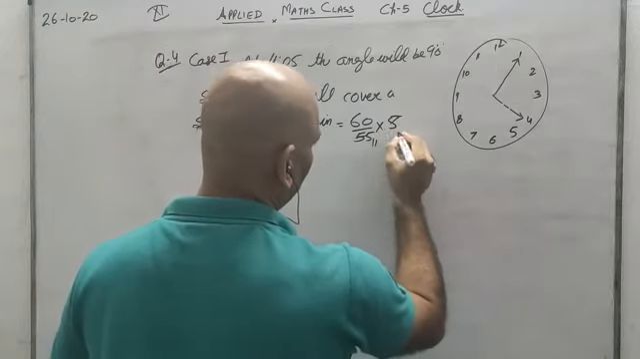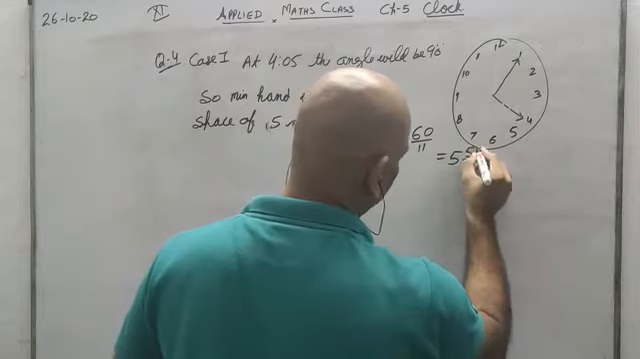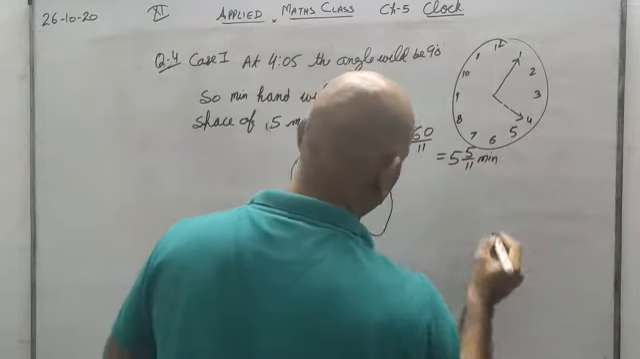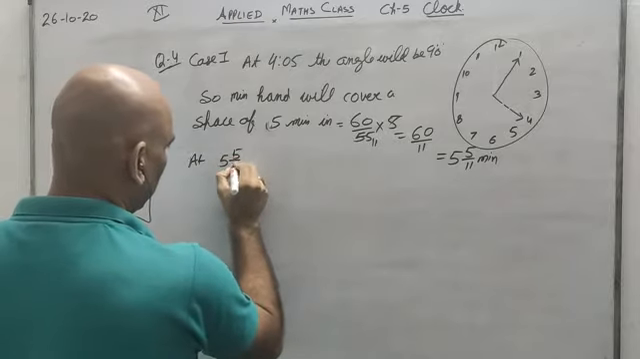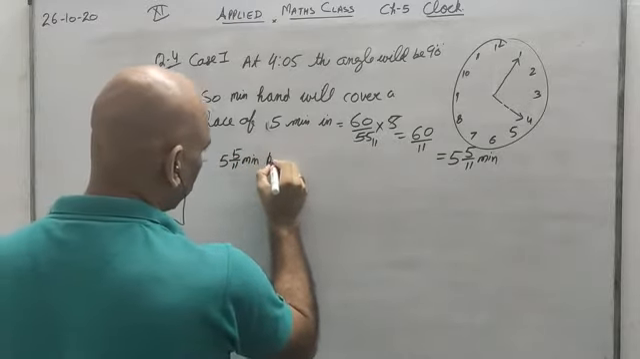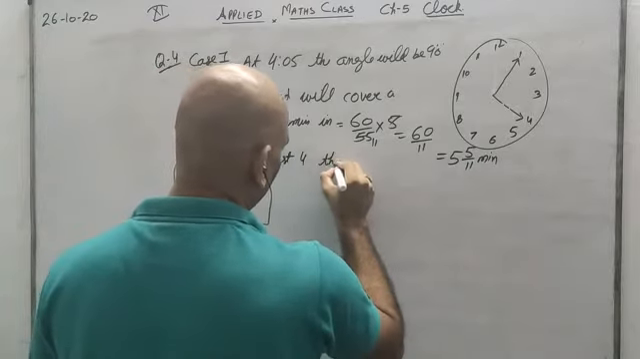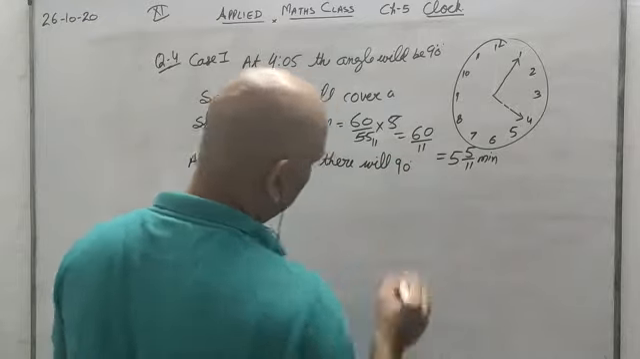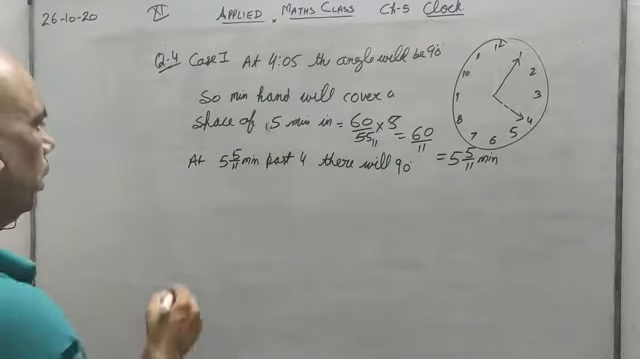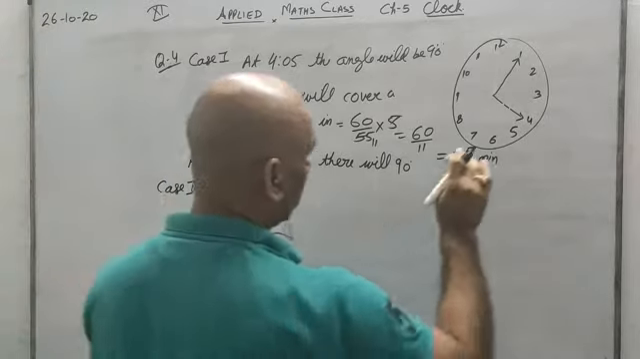So 5 into 12, that is 60 by 11. So 5 is to 5 by 11 minutes. So at 5 is to 5 by 11 minutes past 4, there will be 90 degree angle. So this is the first case. Now what about the second? What will happen in the second case?